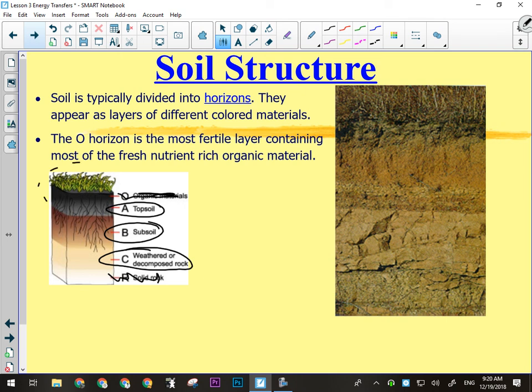Obviously, plants are mostly concerned with this top layer. What's the B horizon made mostly out of? Clay. Yeah. Why does clay always end up down here? Why doesn't clay stay up here? It's a little bit to do with density, but it actually has more to do with particle size.